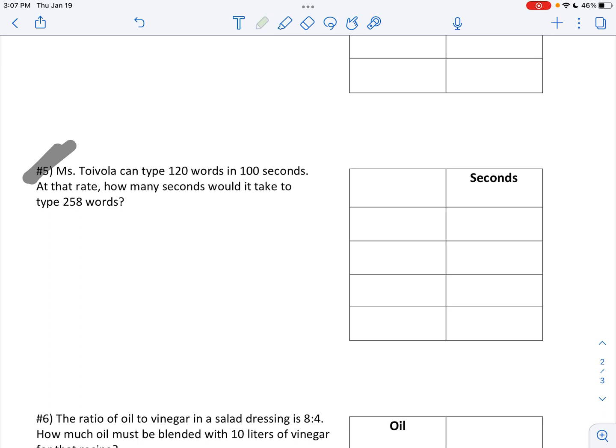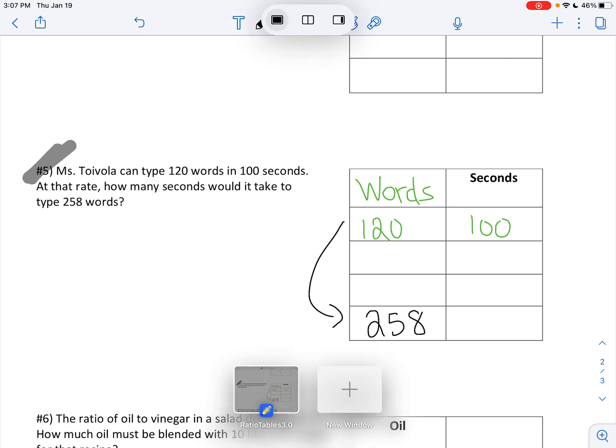It says Mrs. Toivola can type 120 words in 100 seconds. So we write 100 under seconds and 120 under words. At this rate, how many seconds would it take me to type 258 words? And it is really tricky to get between 120 and 258.